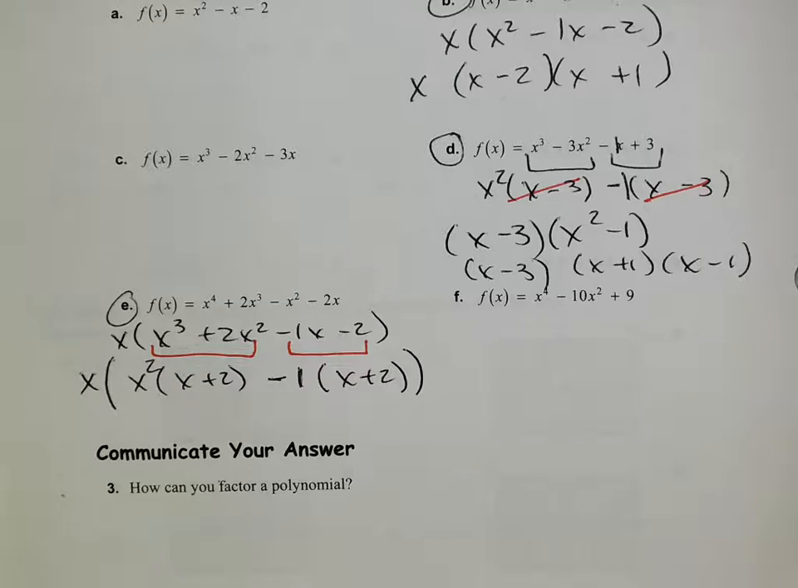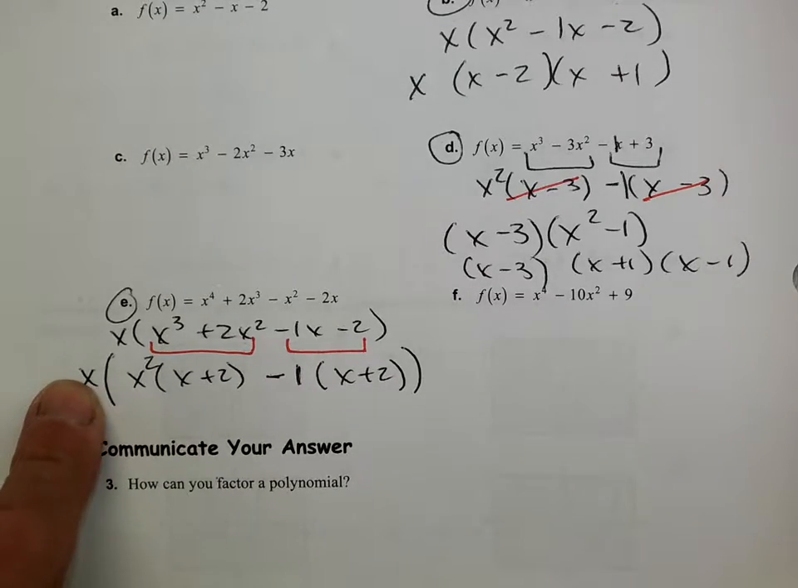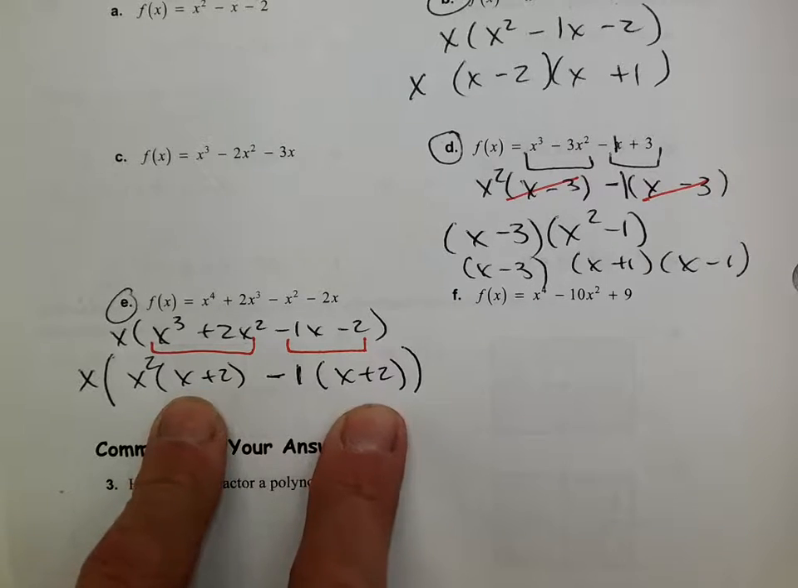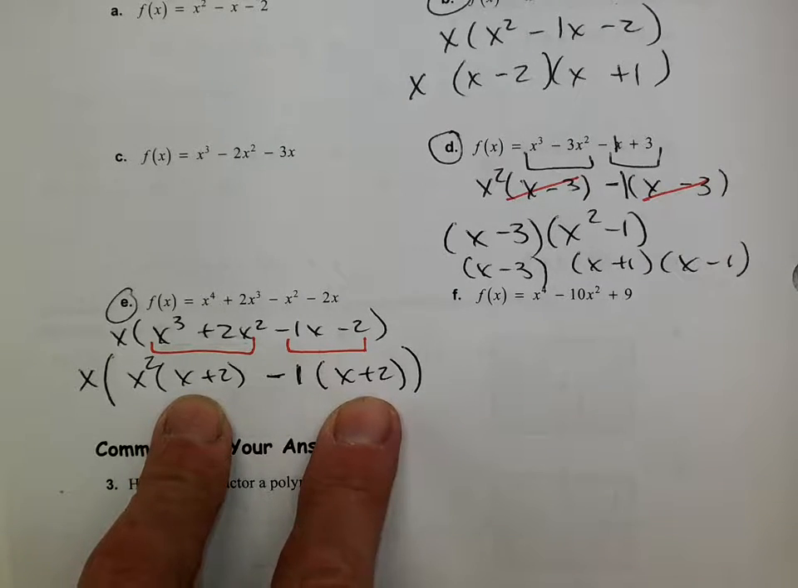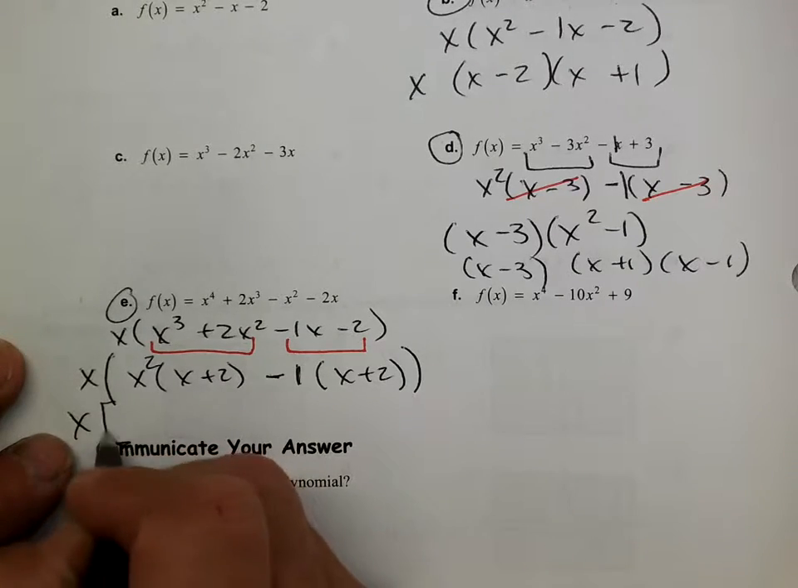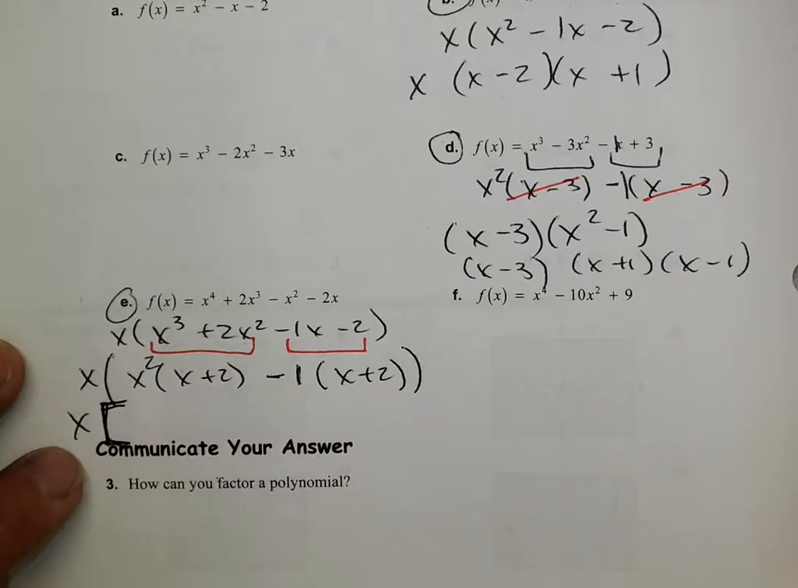Okay, now, the x is already still out, right? Leave it there. What do these 2 inside have in common? They've got an x plus 2. They've got a parentheses x plus 2. So I'll leave this x here to start with. I'm going to use a bracket now because I've got too many parentheses.